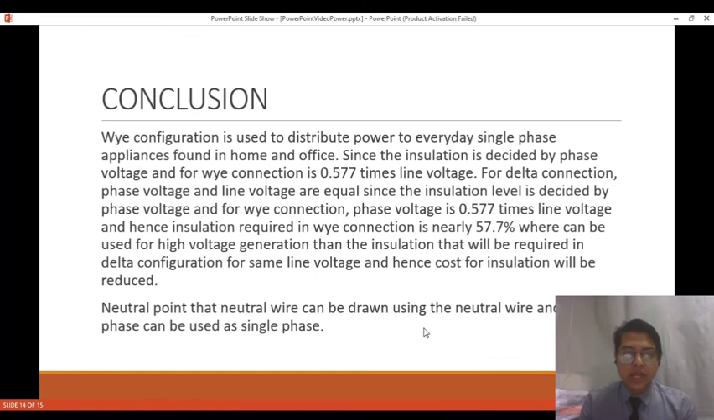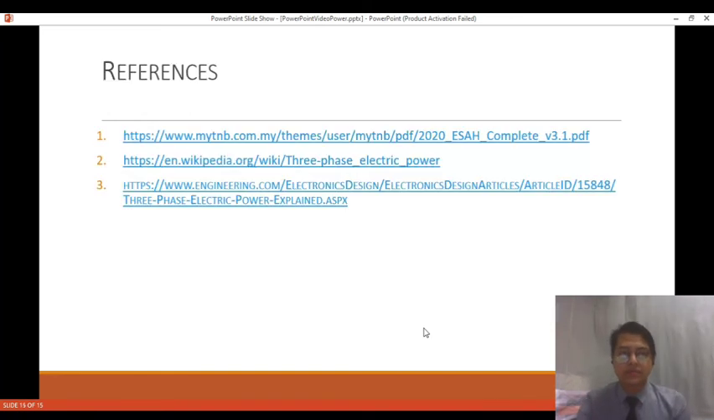Neutral point: a neutral wire can be drawn using the neutral wire, and any one phase can be used as single phase. Okay, these are the references from the presentation that I made. There are three references, one from TNB, one from Wikipedia, and one from engineering.com. Okay, that's all from me.